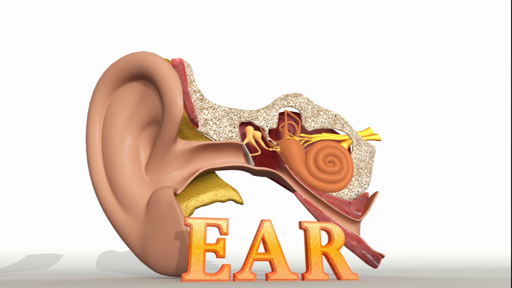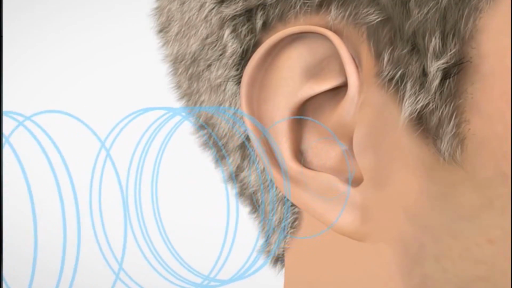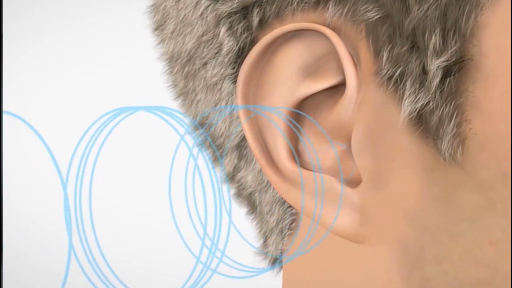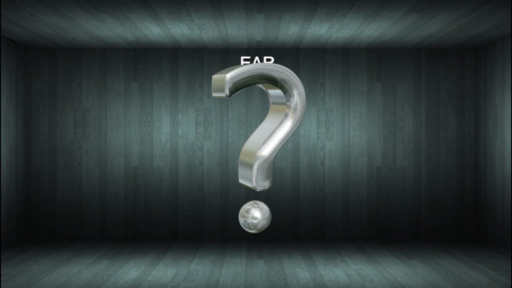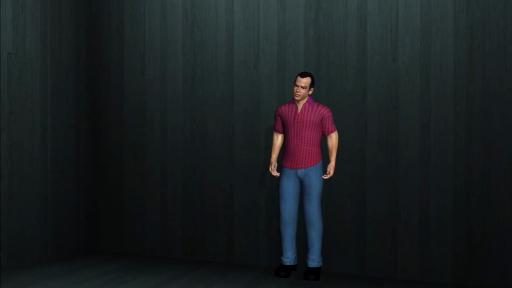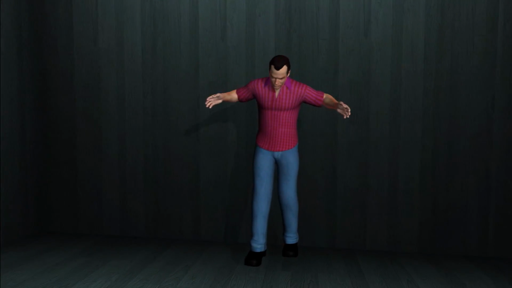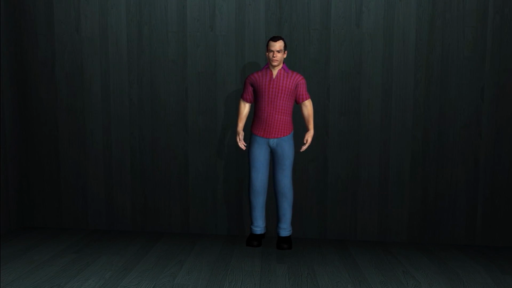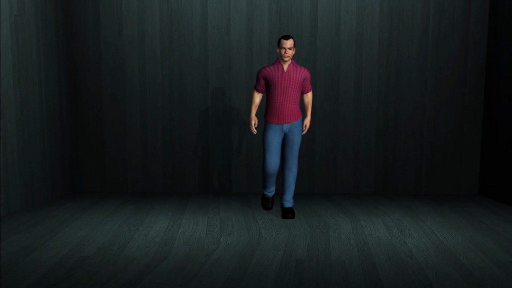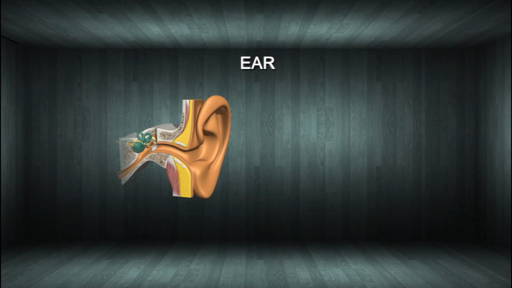Ear. We all know that ear is an organ that detects sound. But did you know our ears also help in balancing our body? That is, it helps to maintain upright posture and move without falling over.